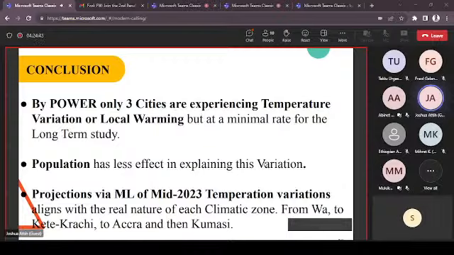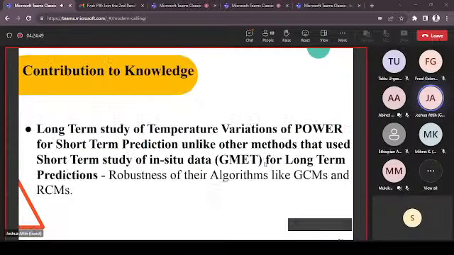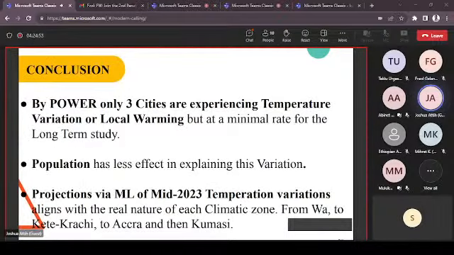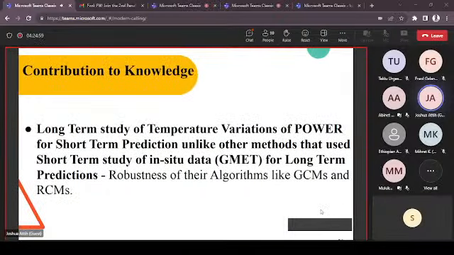So from Wa to Ketekrachi to Accra and Kumasi, in the Savannah zone, in the transition zone, in the coastal zone, and in the forest zone. We expect that temperatures are at least rising in the forest zone in Kumasi, and then temperatures are highly rising in Wa, which is in the Savannah zone. And that is the XGBoost model we employed.